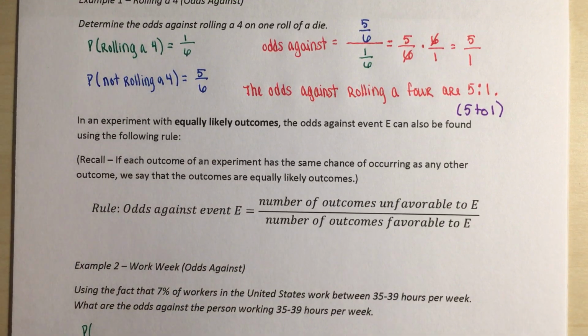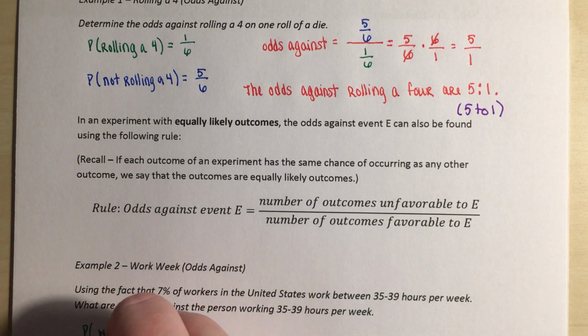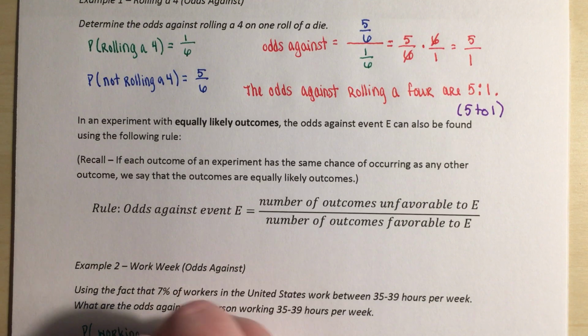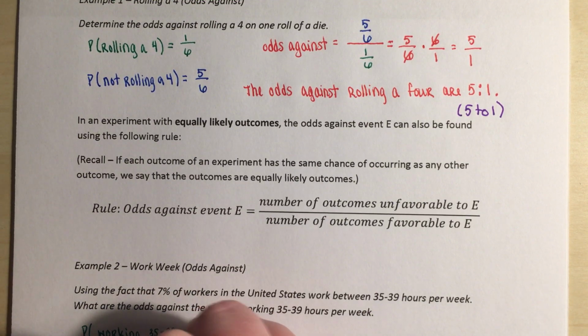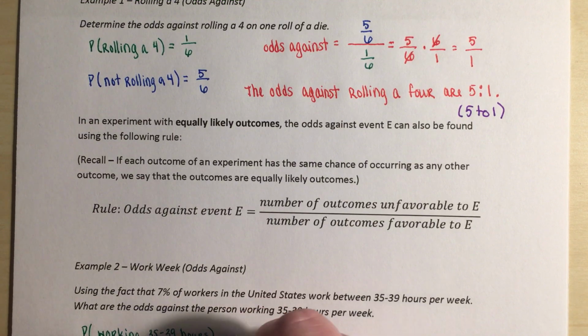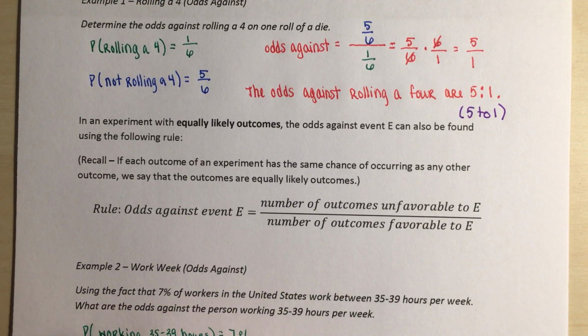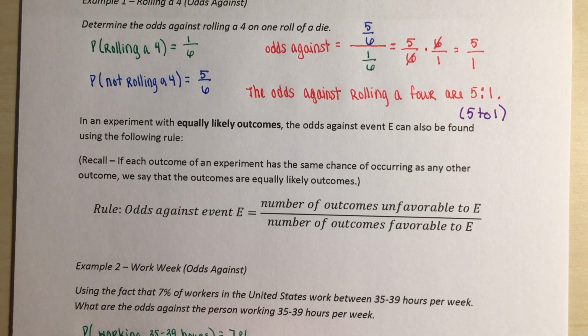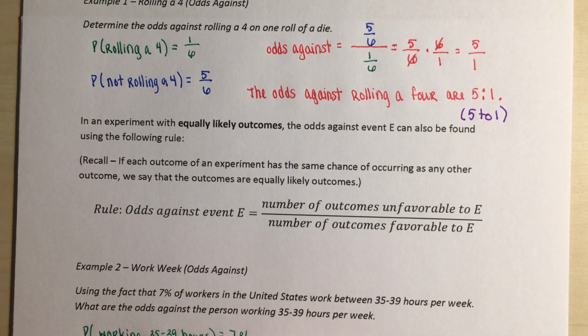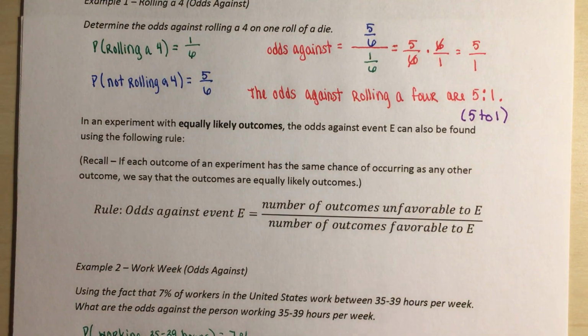Using the fact that 7% of the workers in the United States work between 35 to 39 hours per week, what are the odds against a person working 35 to 39 hours per week? Our probability of working 35 to 39 hours is 7%. Our probability of not working 35 to 39 hours, again, we find our complement by subtracting from 1 or 100%. So we get 93%.